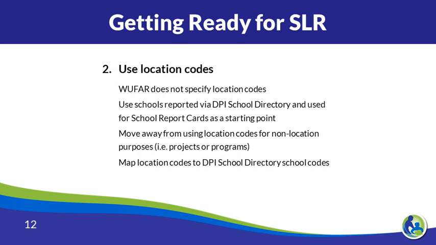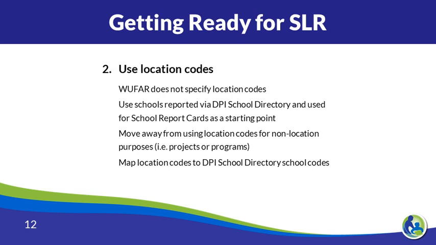Second, if your district or LEA is not using location codes in your accounting system, start doing so. The DPI Specified Accounting System for Wisconsin Schools, WUFAR, makes available a 3-digit code used to identify a cost by its location. We do not specify particular codes for particular schools. What to use is a local decision. Districts and LEAs report their list of schools to DPI through the school directory application. We use this as the starting point to define and create the school report cards for the statewide accountability system, as well as assigning schools for WISE-.